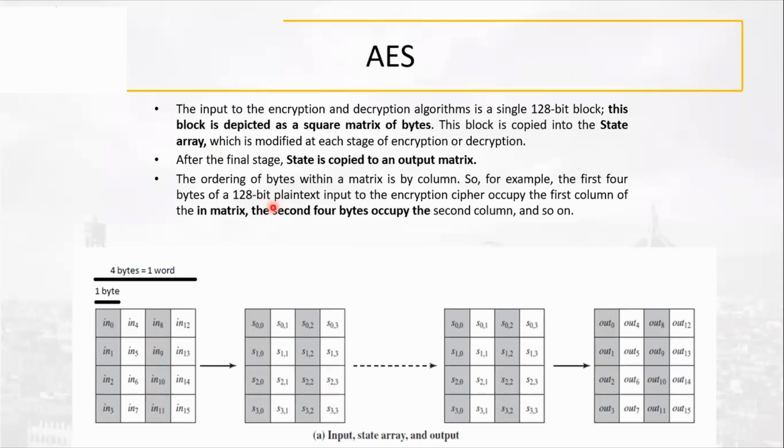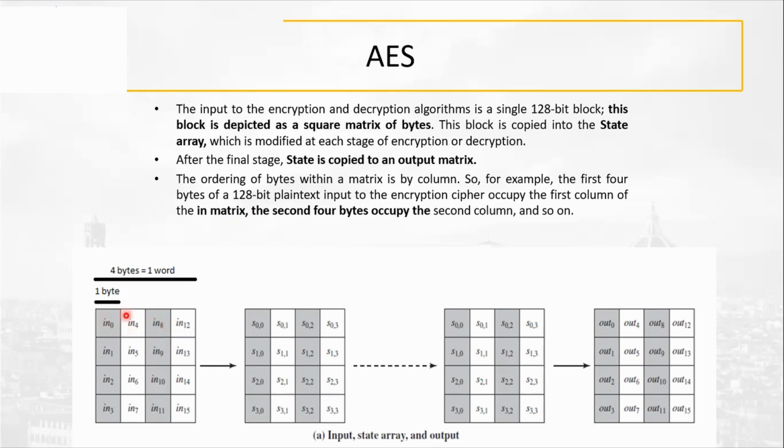So for understanding purposes, AES is very simple. You're working with 128-bit data at a time. With this 128-bit data, you are going to prepare a matrix. One byte is one cell, and like this there are 16 bytes. Obviously, 16 bytes will form 128 bits.